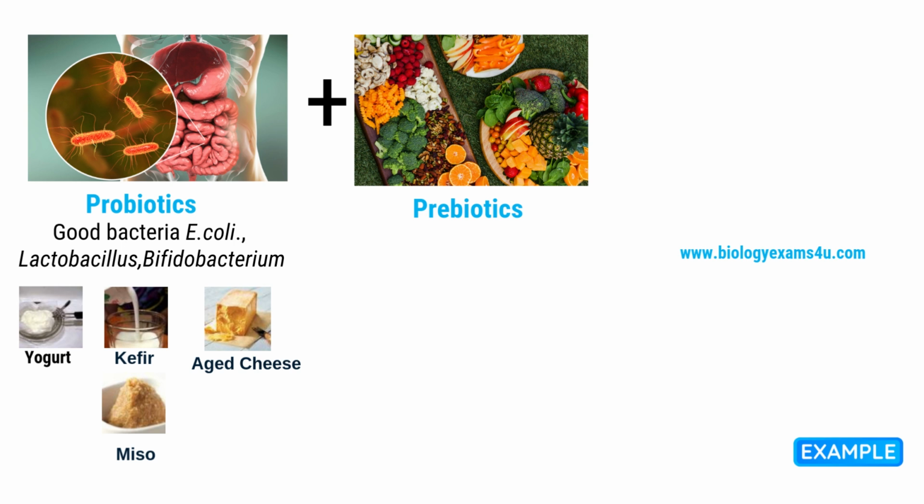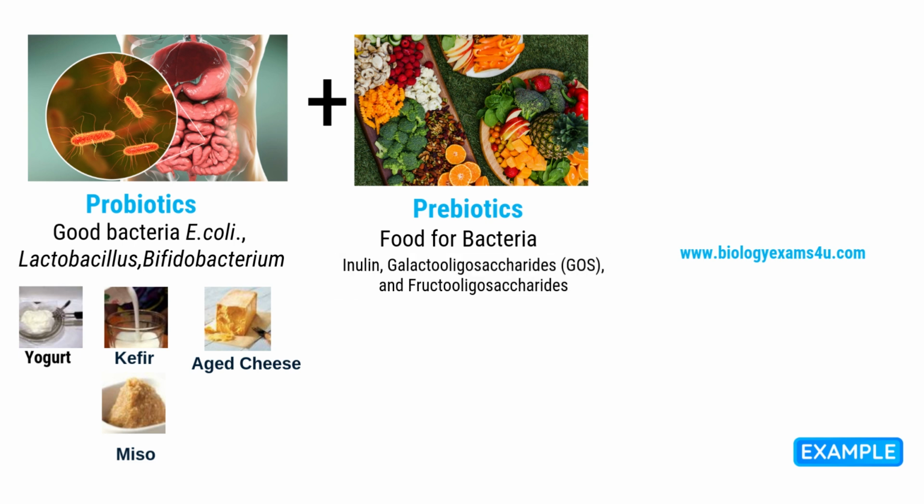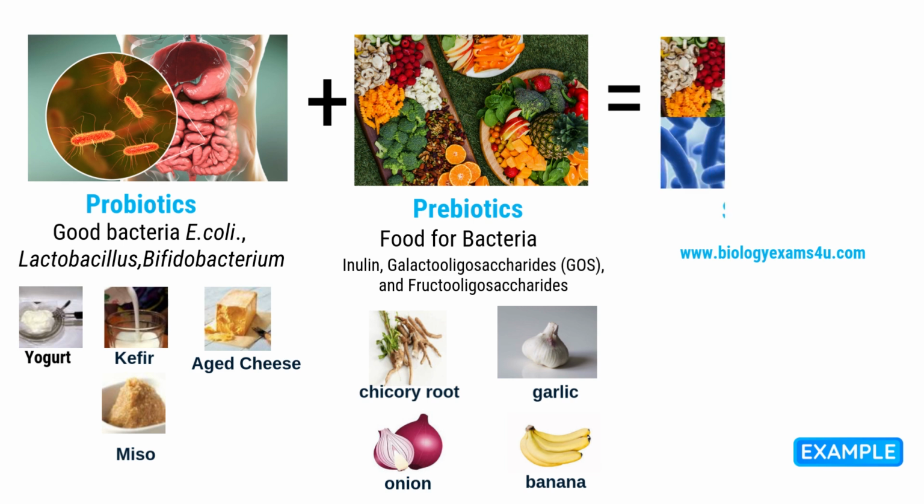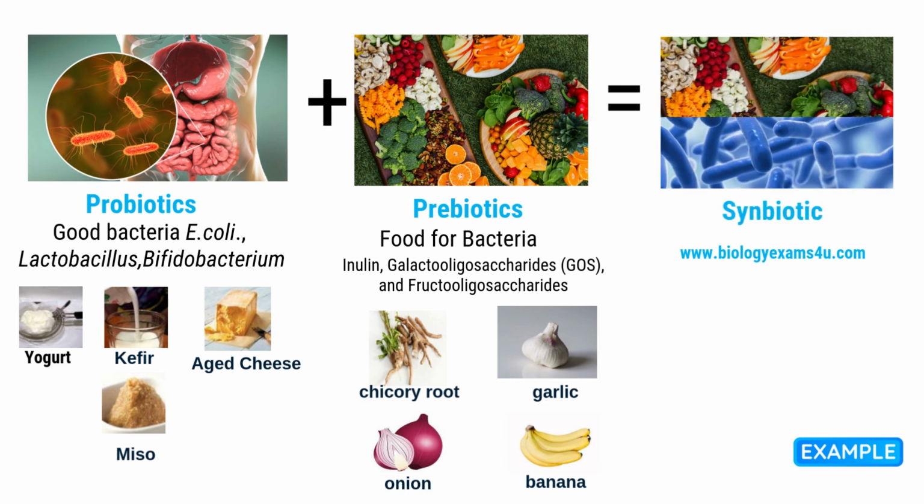Prebiotics are food for these bacteria to optimally grow in the gut environment. That includes inulin, galacto-oligosaccharides or GOS, and fructo-oligosaccharides or FOS. This inulin is widely present in chicory root and garlic, whereas galacto-oligosaccharides and fructo-oligosaccharides are widely present in onion and banana and many vegetables and fruits. So these two, when combined, form the symbiotic that is beneficial for the survival of these beneficial bacteria inside our gut.